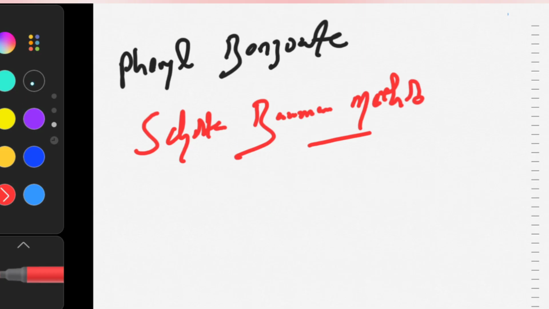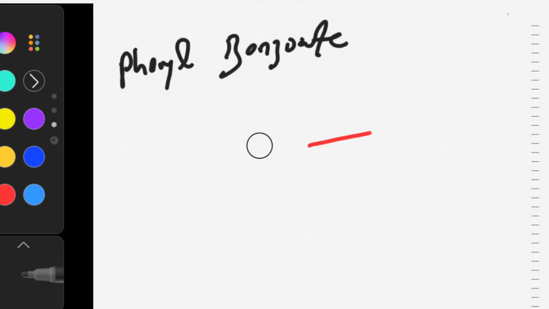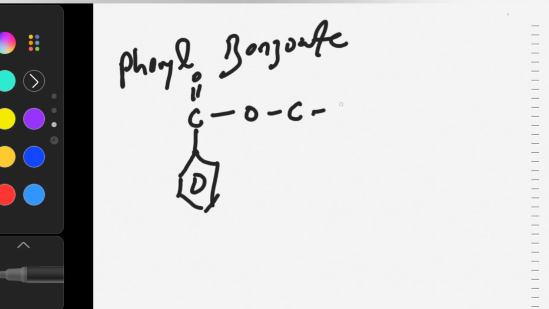The phenyl benzoate looks like this. This is the phenyl group. So we have C double bond O, then O C6H5. So we basically could have 1, 2, or let me just shortcut that.